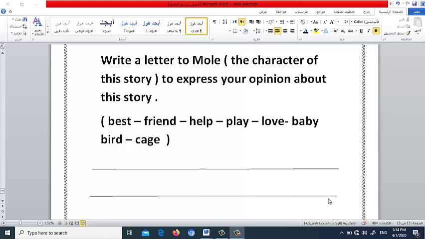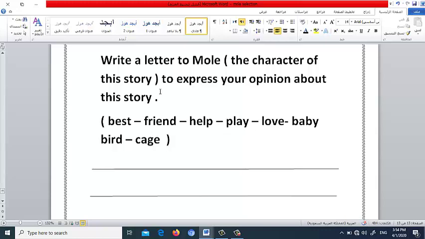Last Thursday, we talked about how I can write a letter for any character in any story. Here we have our sheet, page 13, which is the last page in the sheet. Write a letter to Mole, the character of this story, Mole and the Baby Bird, to express your opinion about this story. Here you have some words that will help you: best, friend, help, play, love, baby, bird, cage.